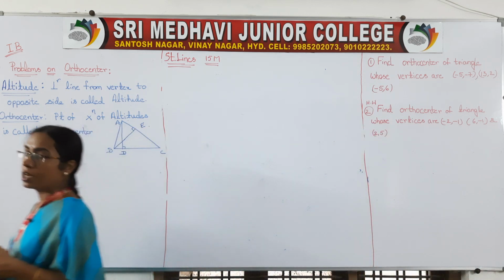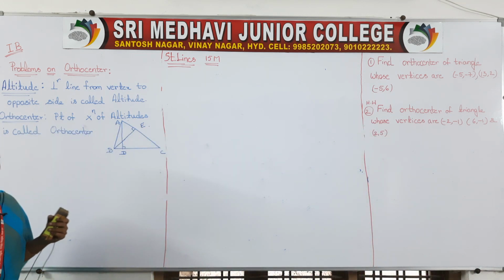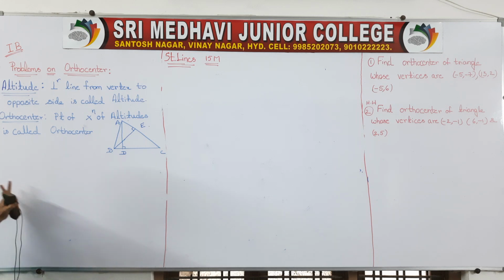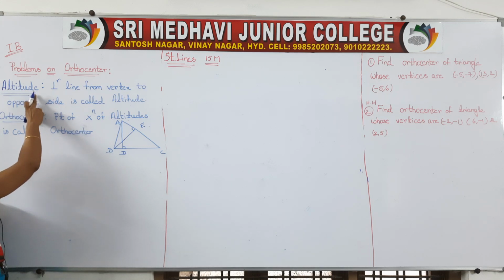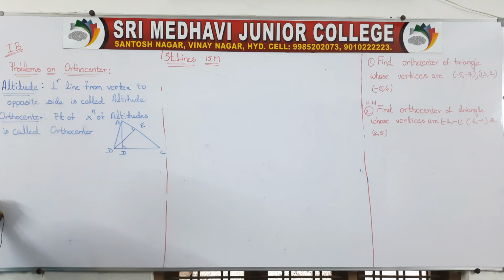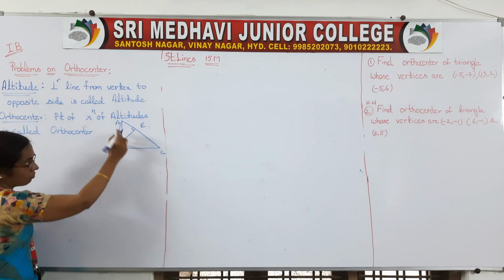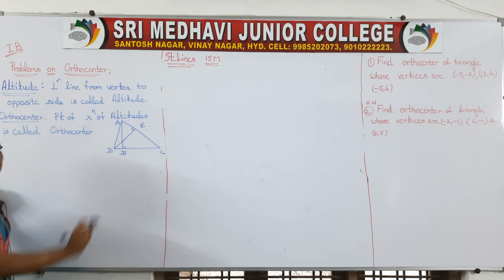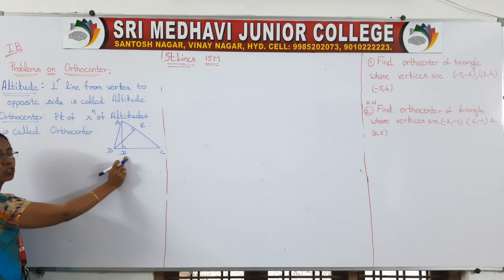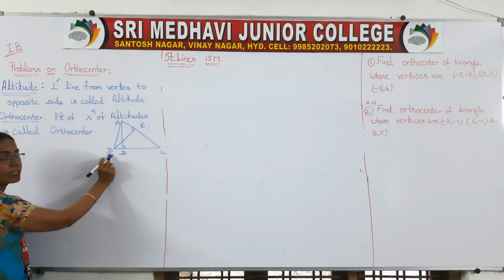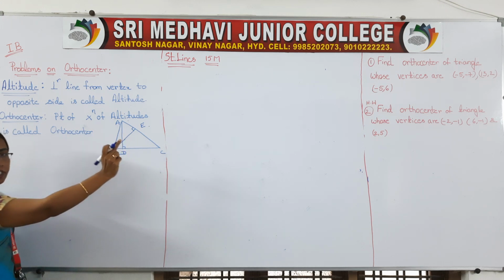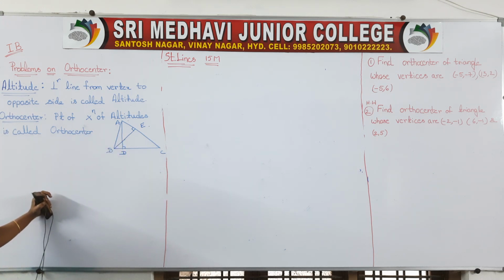So first come to what is meant by orthocenter. So how will we get that orthocenter? First come to the definition of altitude. If we take a perpendicular line from a vertex to the opposite side, that line is called altitude. A is one vertex of the triangle, B is the second vertex, C is the third vertex of the triangle. I think you know it very well.